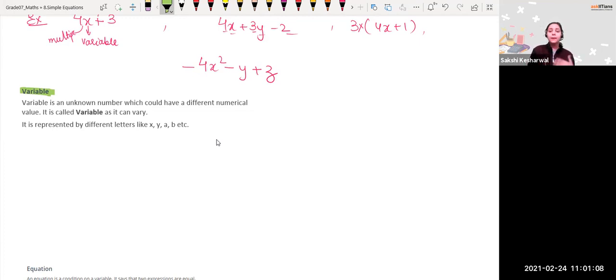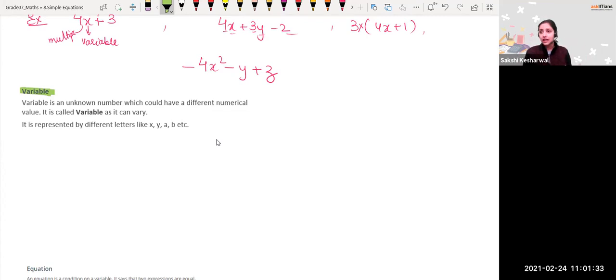But what happens with a variable? If I say that the marks of the students are in the form of x, and I ask what your marks are, you say x is like 7, so your marks become 7. I ask student B, and he says his marks are 6, so x becomes 6. So the thing which changes and cannot be fixed is known as a variable.